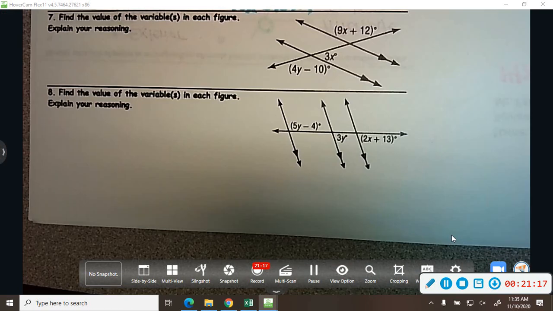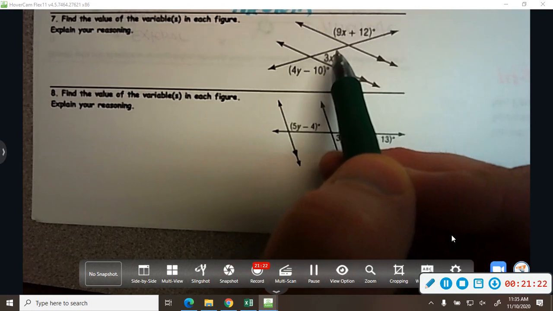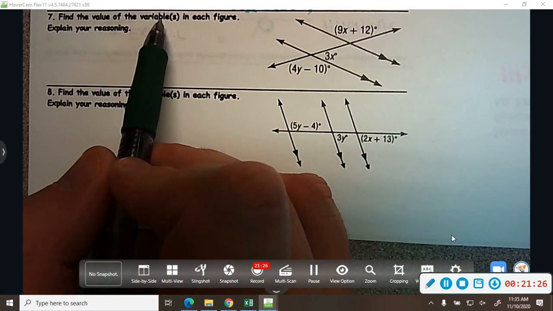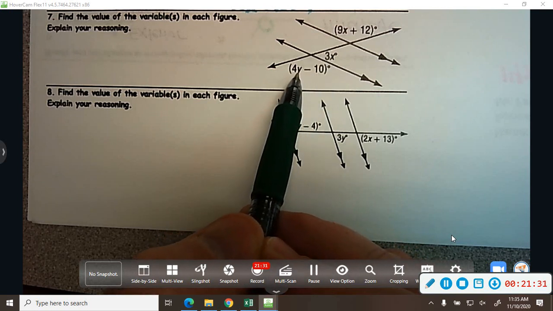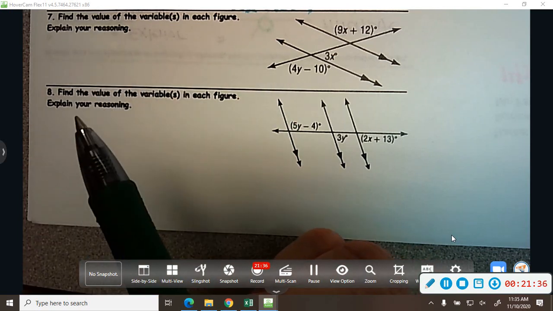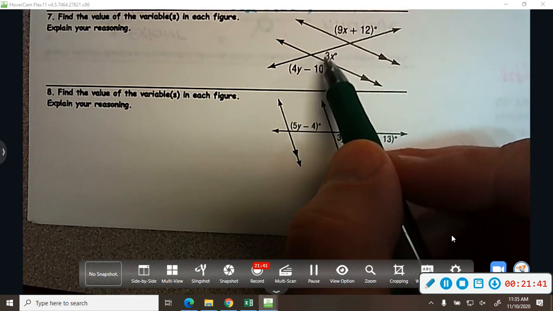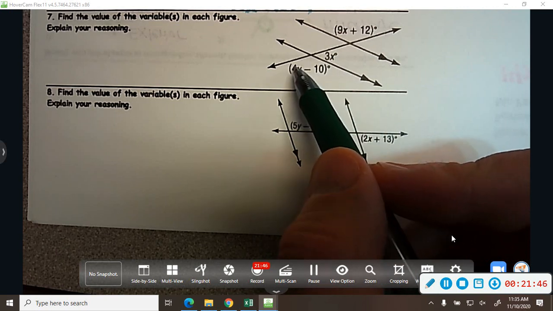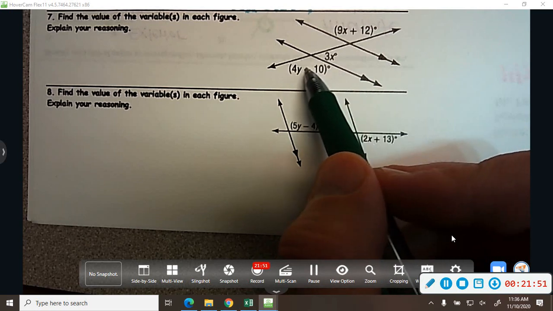Okay, numbers 7 and 8, you may notice that they both have y's and x's. They say find the value of the variable. So we need to find the value of x. X equals 7. Find the value of y. Y equals 10. We don't know what those are yet. And then also explain why. So when I'm starting, in order to solve, I need to make an equation. So first thought is to take this plus this and say that they are linear pairs, so they're supplementary.